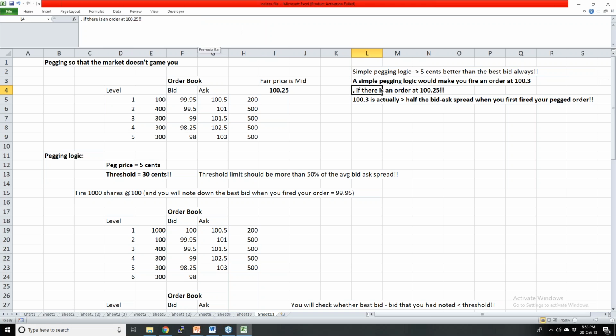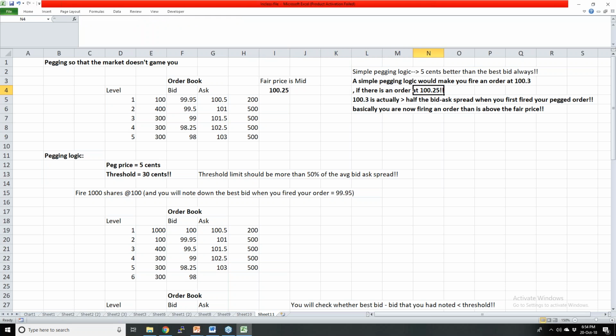I'll just show. Guys, remember, the game aspect is somebody fired at 100.25. That was the fair price. That's fine. Now you fired an order at 100.3, which is actually greater than half the spread, which is basically you are now firing an order that is above the fair price. So eventually you are at a loss. If you are firing at 100.3, you are at a loss because say the fair price was 100.25.